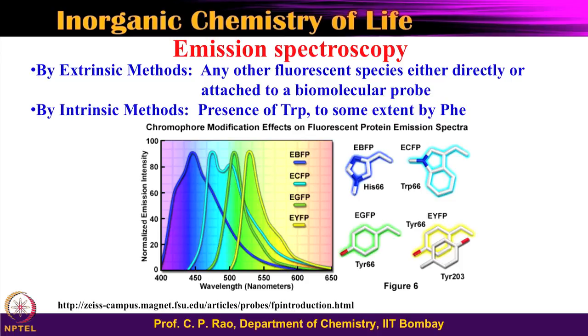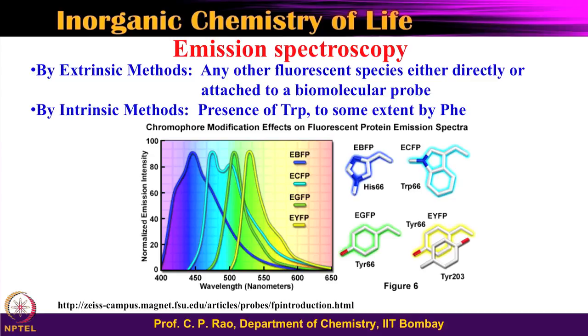So, for measuring emission spectroscopy, you require fluorescent moieties. These fluorescent moieties could be intrinsic, like those present in phenylalanine, tryptophan, tyrosine, etc., or they can be extrinsic fluorescent species which are attached directly to the protein for studying the protein changes. They can be attached at one end of the protein, or somewhere in the middle of the protein, or in any portion of the protein.